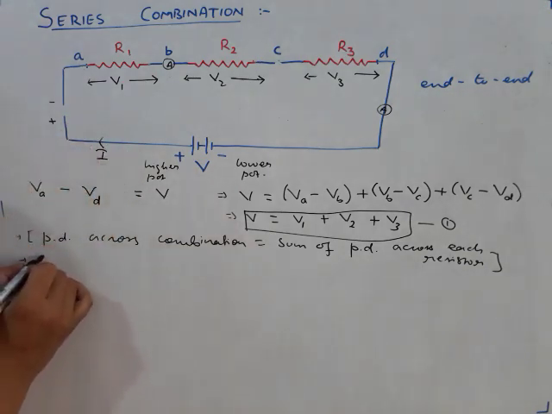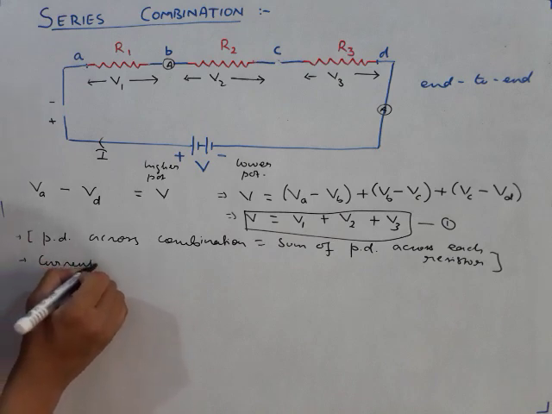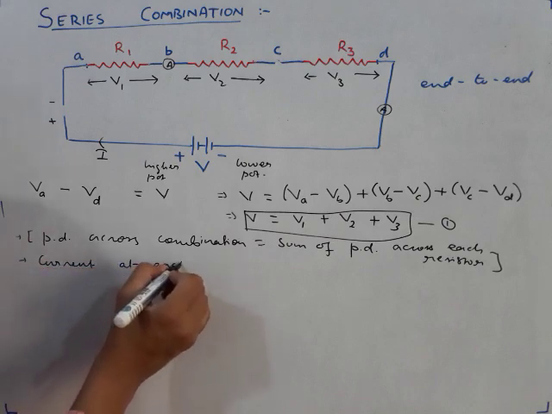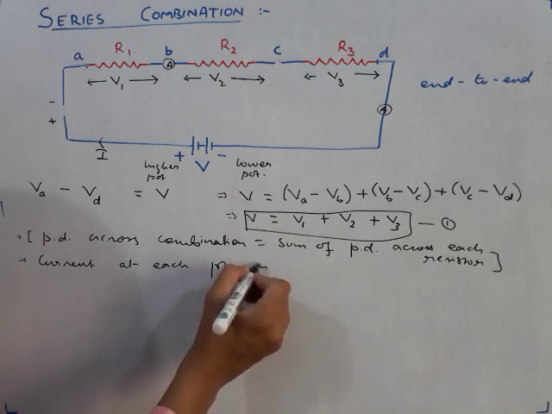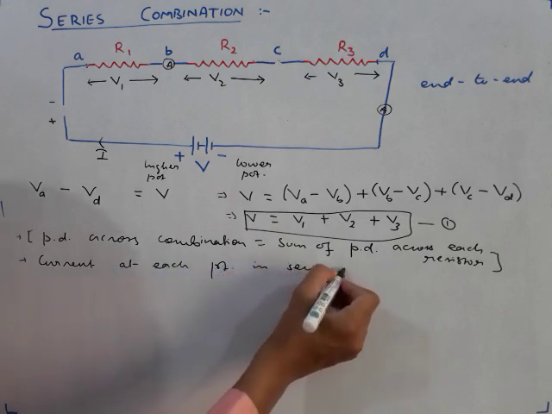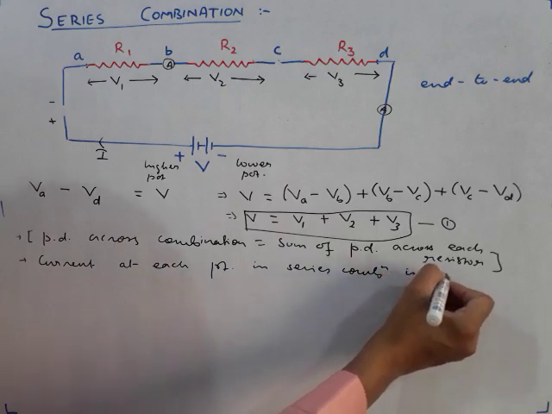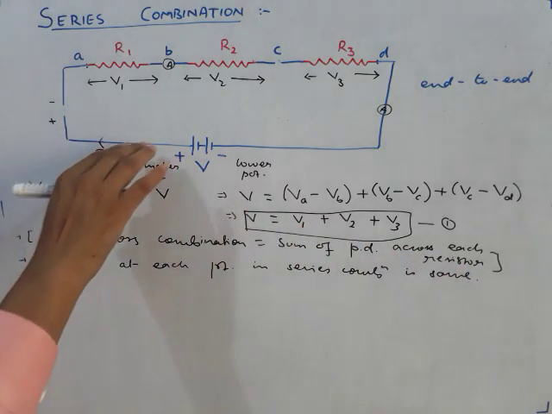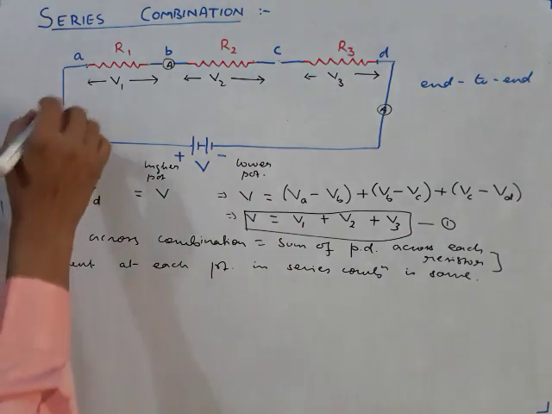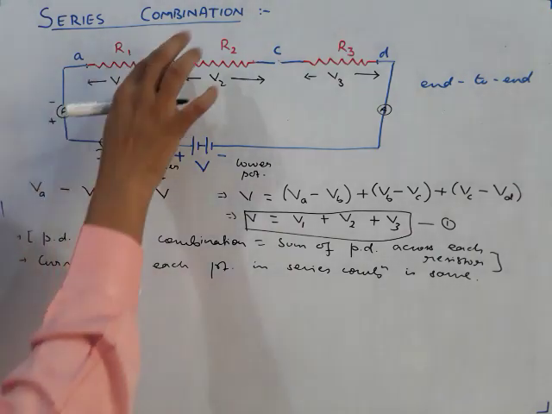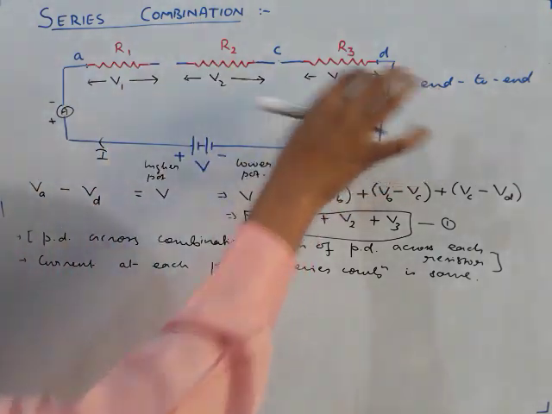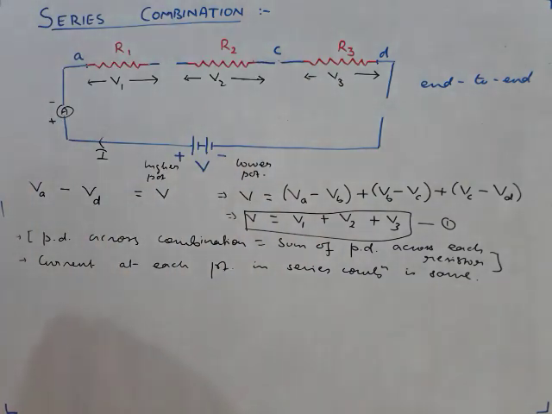This means that the current at each point in series combination is the same. At all the points you will find the current remains the same. You can connect it at any point. Clear? Now why does that happen?